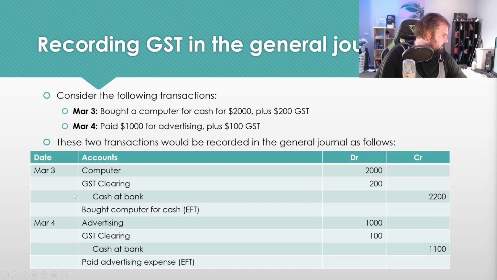So you can see we've increased our asset account of computer by $2,000. We've decreased our GST liability by $200. And our cash at bank, because we've paid cash, has been reduced by $2,200. Advertising expense is very similar in that we have increased our expense account because we've paid $1,000. We've reduced our GST liability by $100, and we've decreased our cash at bank by $1,100.